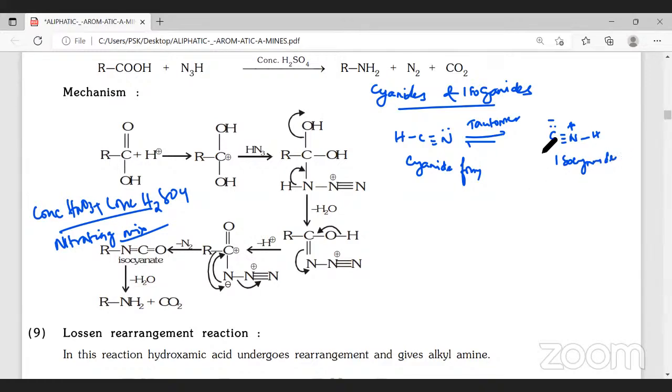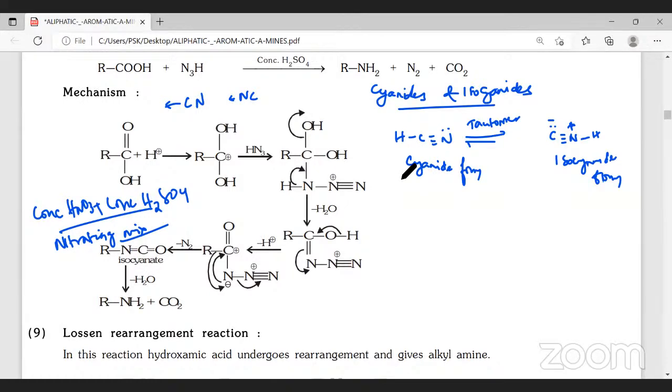Even in coordination chemistry, we have learned something called an ambidentate ligand, a ligand which has two different types of donor atom. If carbon is the donor atom, it's called cyanide. If nitrogen is the donor atom, it's called isocyanide. So this is an isocyanide here.